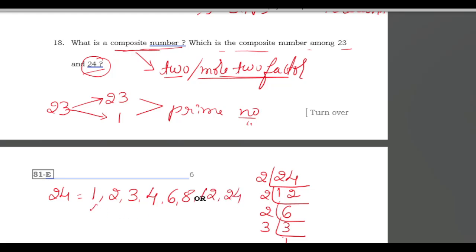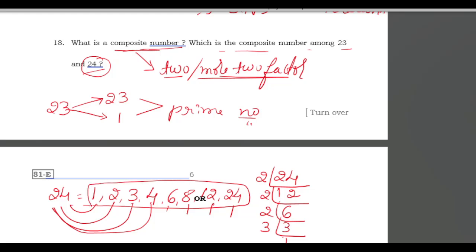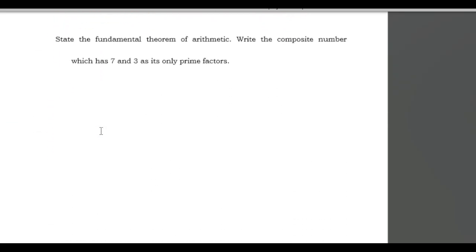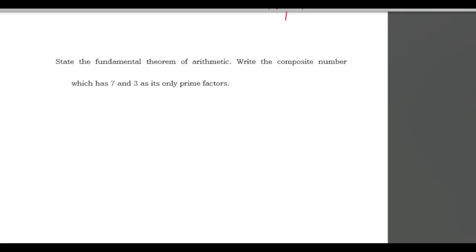Here 1 times 24, 2 times 12, 3 times 8, 4 times 6, 6 times 4, 8 times 3, 12 times 2, 24 times 1. These are the factors of 24. This way it is called a composite number. So among 23 and 24, 24 is the composite number and 23 is the prime number. To understand this concept, let's move on to another question.